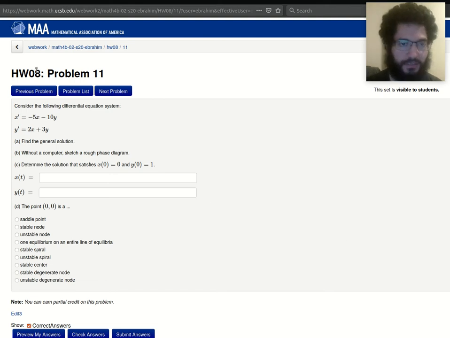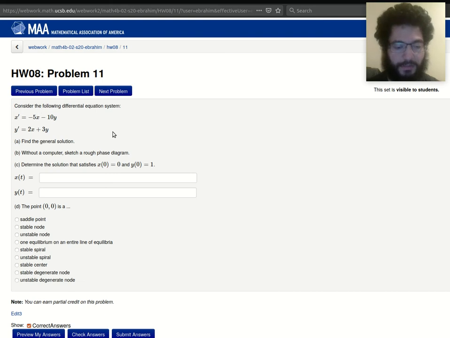So I'm going to focus on pulling this example from your homework. Here's a system of differential equations, and then it's the usual deal. We want the general solution, then maybe we want a solution that satisfies a certain initial condition, and we want to describe what's going on qualitatively in the phase diagram.